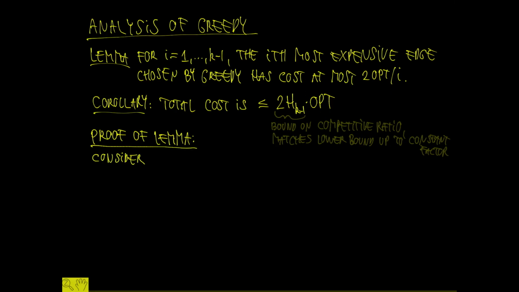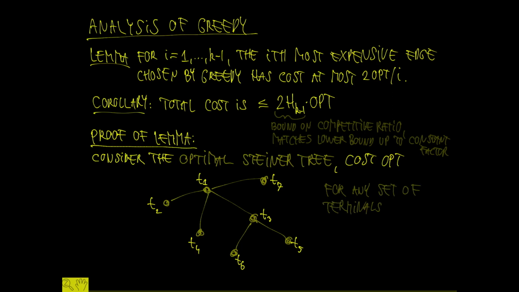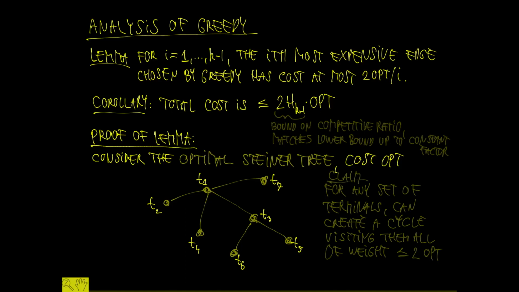To prove the lemma, we somehow have to relate the cost to the cost of the optimal Steiner tree. So let's draw the optimal Steiner tree here. And by definition, this has cost opt. Now we claim that if we take any set of terminals, it's possible to connect them with a cost that is not too far from the cost of opt. We can always create a cycle visiting these terminals that has cost at most 2 times opt. So this is the claim.